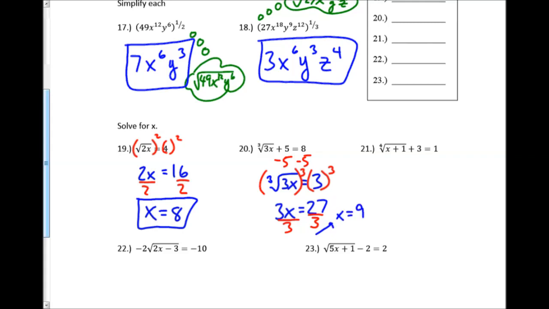And of course, I got to plug it back in. So I plug it in. 3 times 9 is 27. Cube root of that is 3. Plus 5 is an 8. It works. Make sure you plug it back in and make sure that it works.